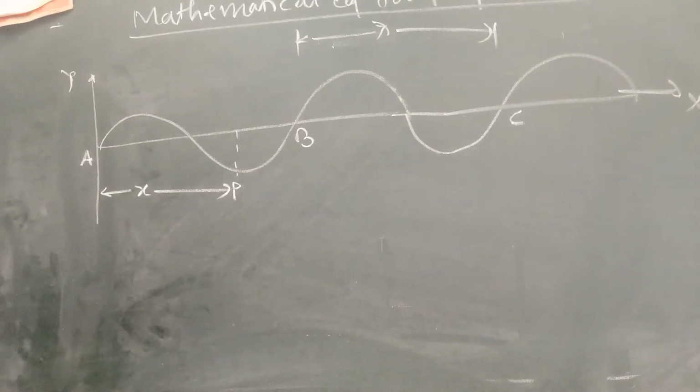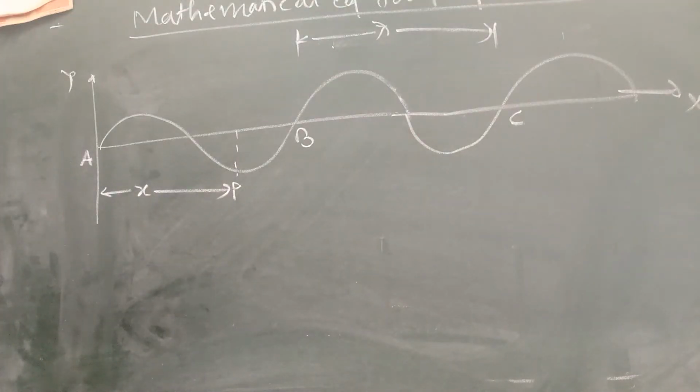Hello friends, in the previous lecture we had seen the various characteristics of a wave. Today we have the mathematical equation for a progressive wave. A progressive wave means a wave which is traveling. Now let us suppose a transverse wave is on a string traveling along the x direction.